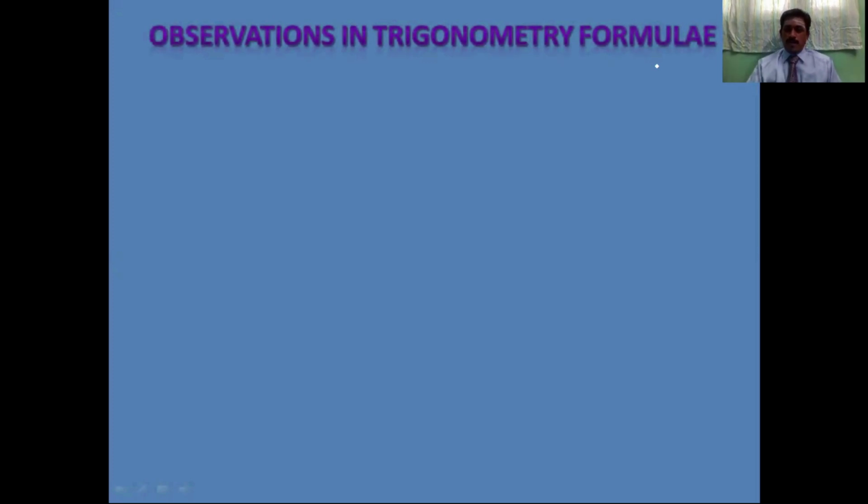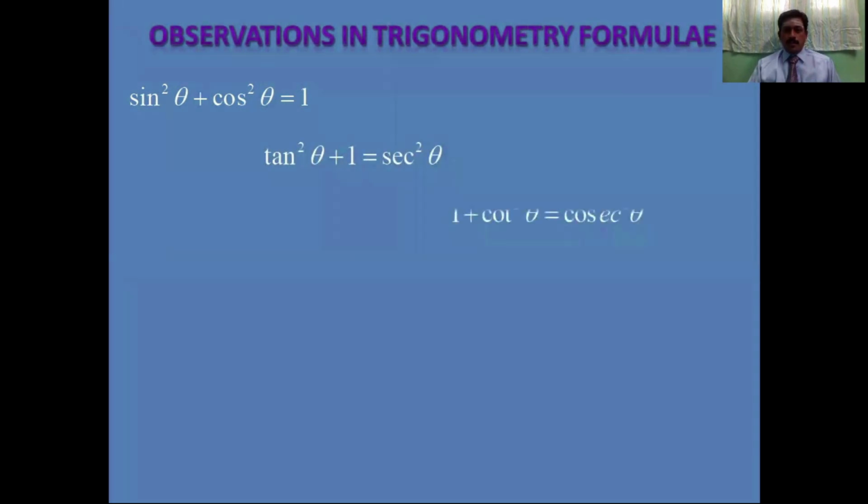Observations in trigonometric formulas. We know that sine squared theta plus cos squared theta equals 1. Tan squared theta plus 1 equals secant squared theta. 1 plus cot squared theta equals cosecant squared theta. If you observe this, we come to a conclusion. Sine and cos are the combination terms. Similarly, tan and secant are the combination terms. Similarly, if you take this third identity, cot and cosecant are the combination terms.